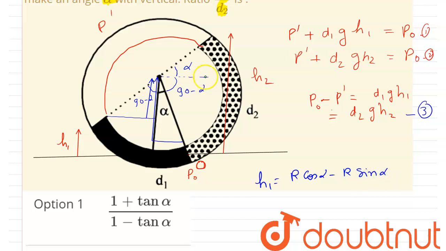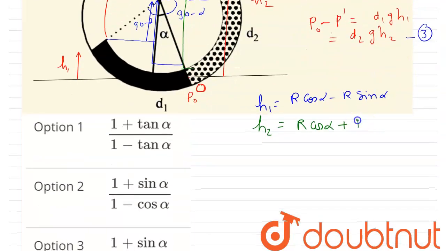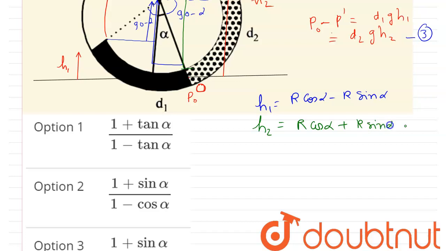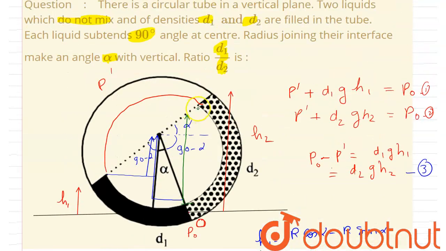For H2, let's see, you can see this length, right? If I talk about this length and this length, these two lengths are combined as H2, right? So I will write H2 is equal to R cos alpha plus R sin alpha, right? You can see here this length is R sin alpha, and this length is R cos alpha.